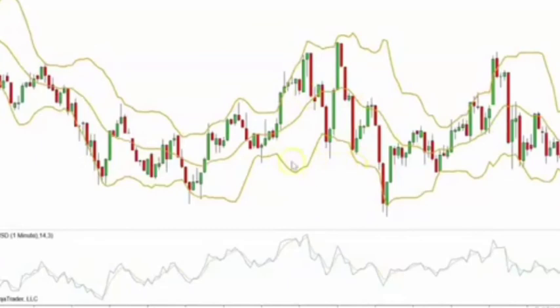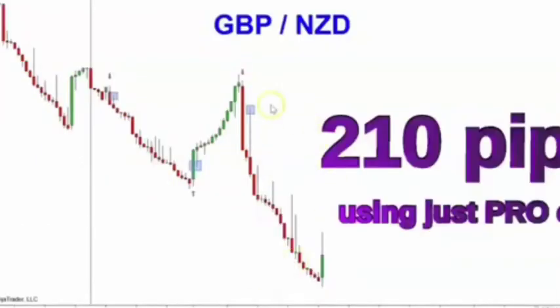Can you imagine trading this chart right here? Can you imagine trying to sort through all this bullcrap? When instead you could be trading a chart like this that's going to tell you exactly what you need to know as a professional Forex trader, right?